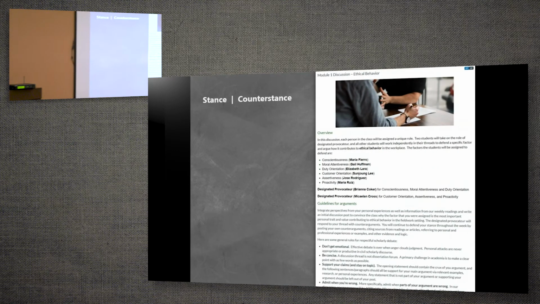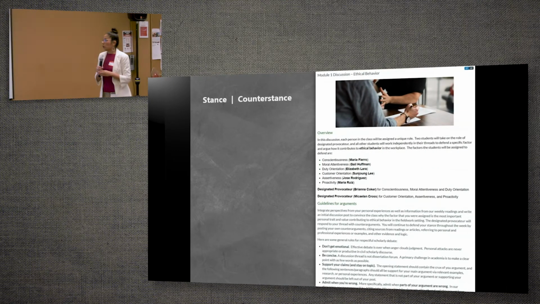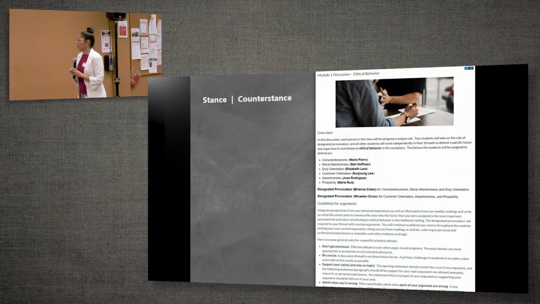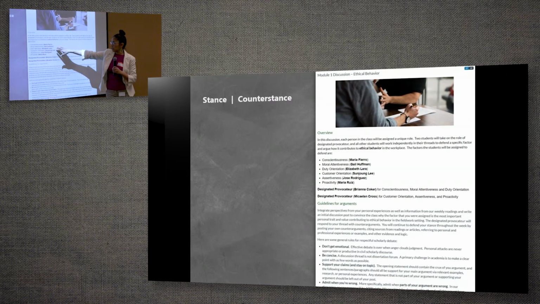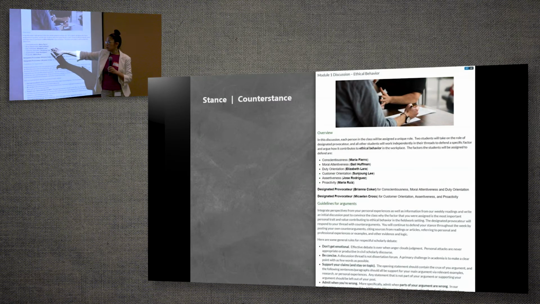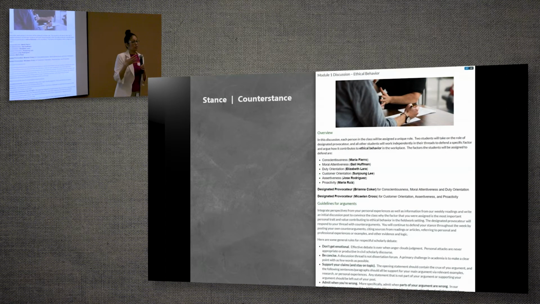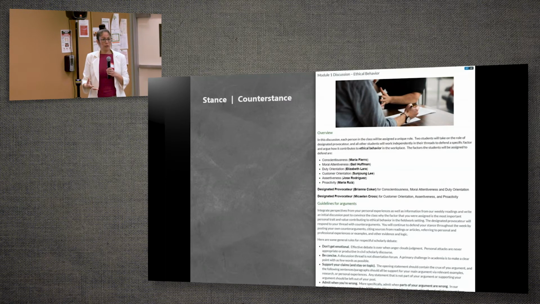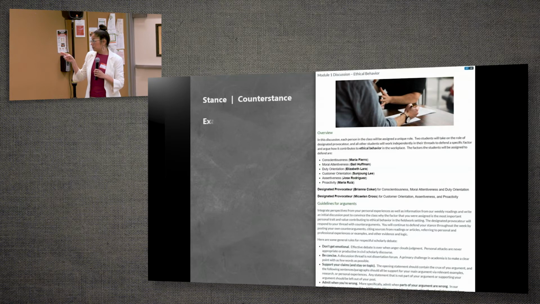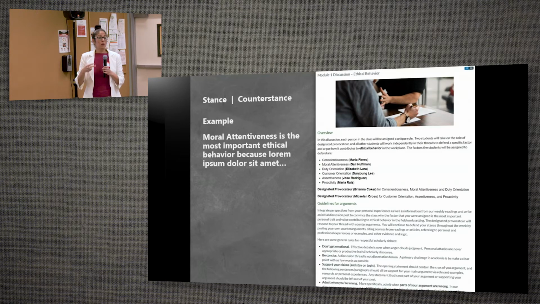So this is another discussion post that we used where we asked students to take a stance. So here we have different variables: conscientiousness, moral attentiveness, duty orientation. What we did was we assigned a student a topic, and they have to present their topic. And in this case, because the class was so small, we had 2 student provocateurs.